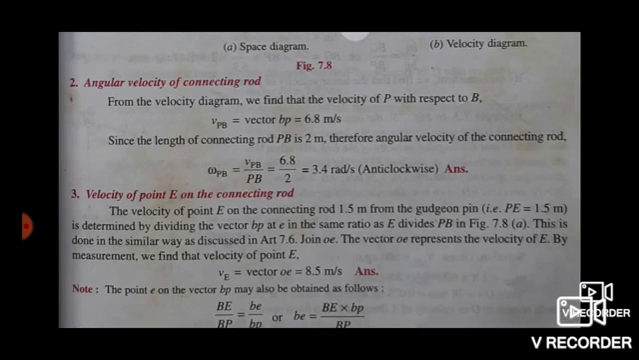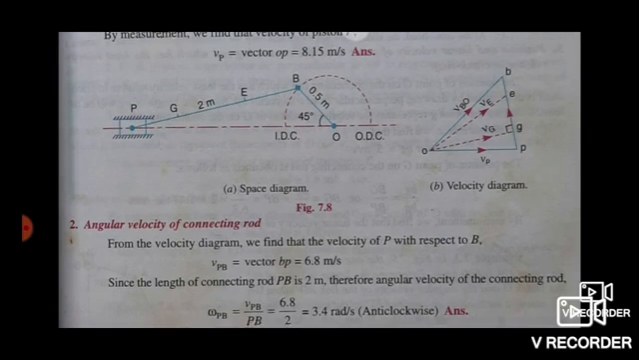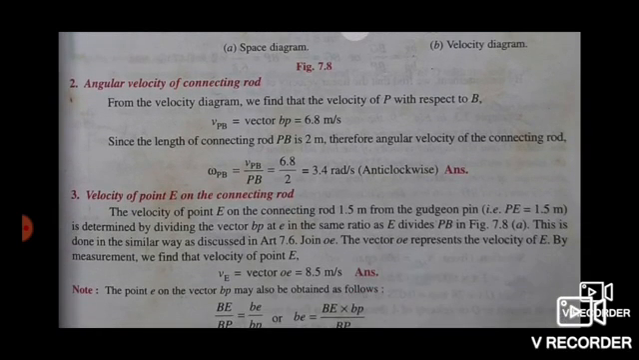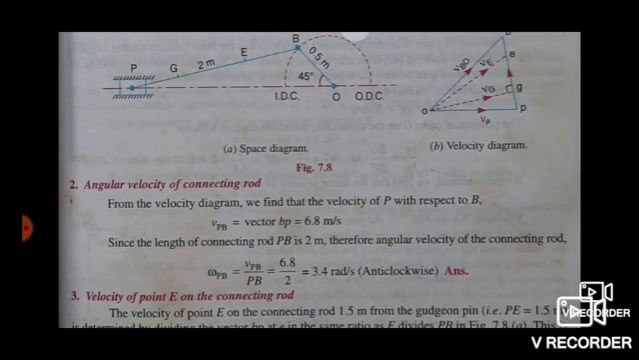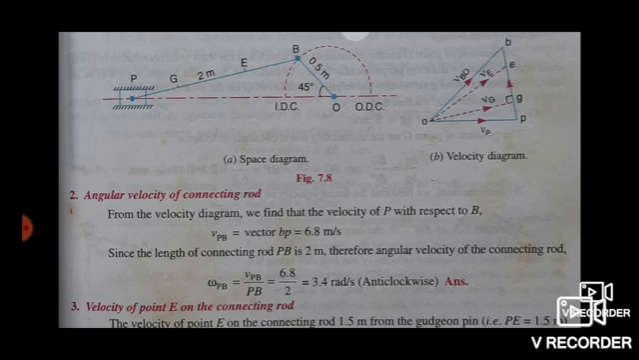Second point, angular velocity of connecting rod. From the velocity diagram, we find that velocity of P with respect to B, V_PB equal to vector BP, here vector BP equal to 6.8 meter per second. Since the length of connecting rod PB is 2 meter, therefore angular velocity of connecting rod omega_PB equal to V_PB by PB equal to 6.8 by 2 equal to 3.4 radian per second anticlockwise.